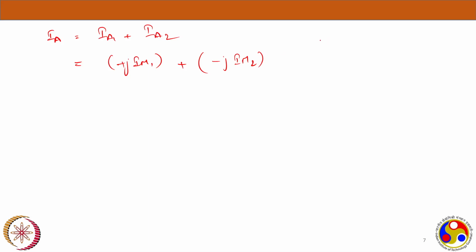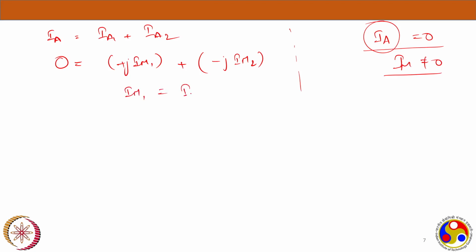Now, we know we are not exciting this auxiliary winding. I am exciting only IM. There will be some current flowing through the main winding, but through the auxiliary winding there is no current. So IA is equal to 0. If you substitute 0 here, what you will get is IM1 is equal to IM2.